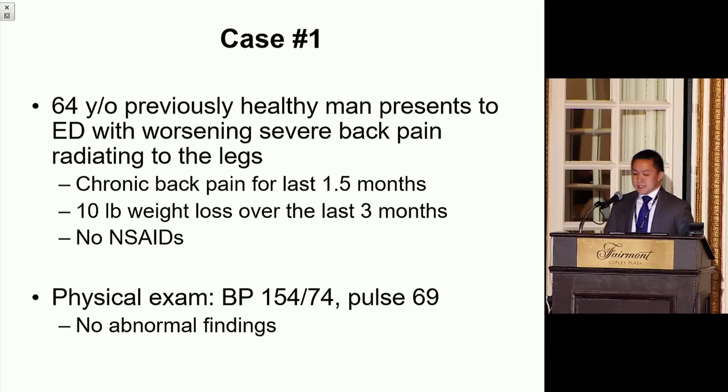So here's the first case. This is a 64-year-old previously healthy man who presents to the ED with worsening severe back pain radiating to the legs. He's had this back pain for about a month and a half. He's lost about 10 pounds over the last 3 months, and he denies any use of NSAIDs. On physical exam, he's hypertensive, but otherwise, there are no other abnormal findings.